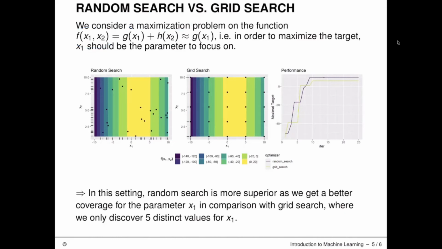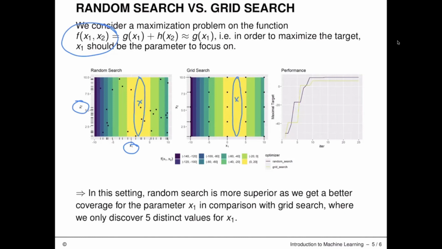So here on the x-axis we have x1, on the y-axis we have x2. And in colors, you see the value of the function f we want to maximize. So the maximum of the function would be somewhere in this region, I would say, perhaps here. And it's exactly the same for grid search as for random search, because the objective function, so the function f, is the same.